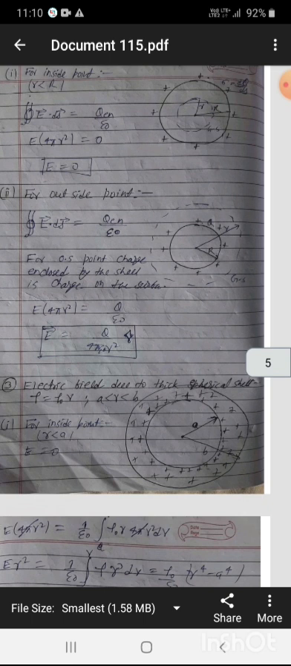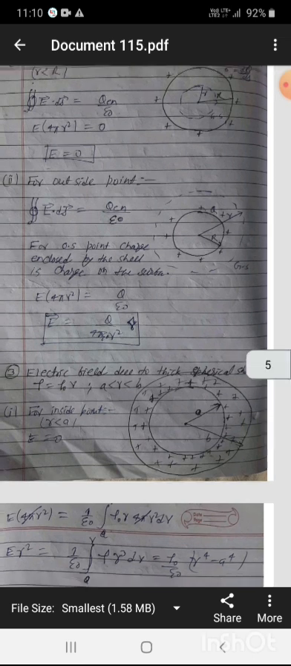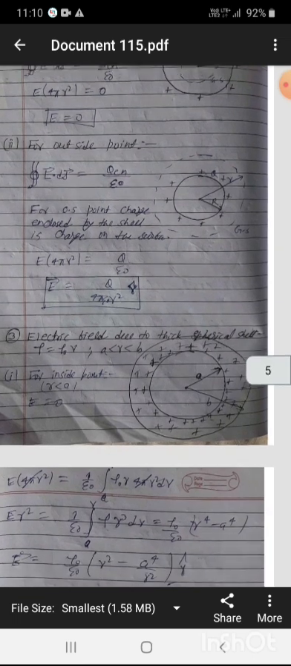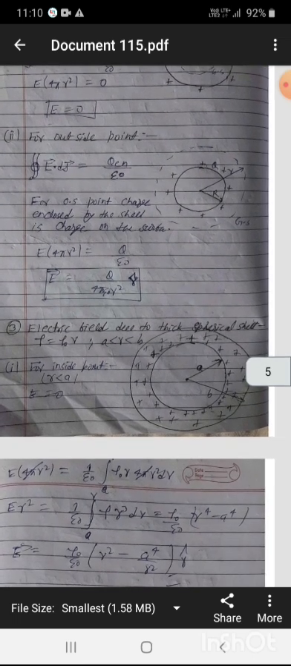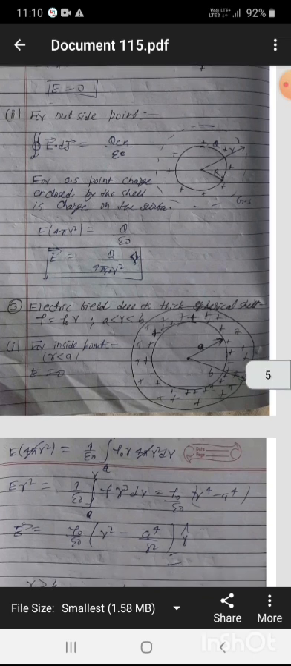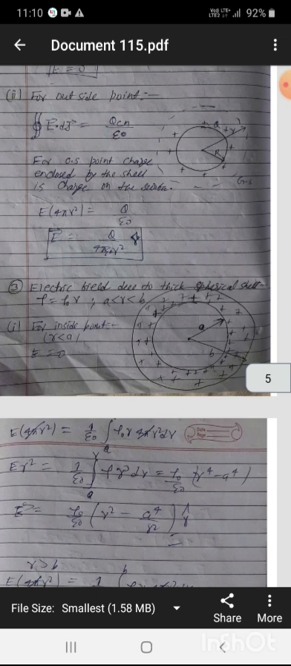For outside point, let's consider a Gaussian surface of radius small r, this time greater than capital R, and applying Gauss law, we get E dot ds equal to q enclosed by epsilon naught. Now E into 4 pi r square equal to q by epsilon naught. So we get E equal to q upon 4 pi epsilon naught r square r cap. So for outside point, electric field behaves as if entire charge is concentrated at the center.